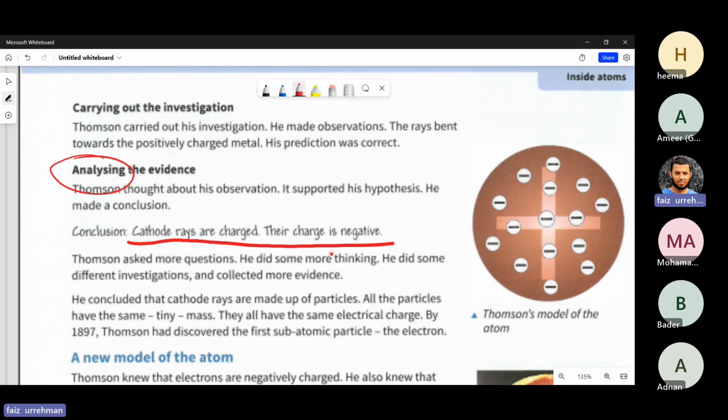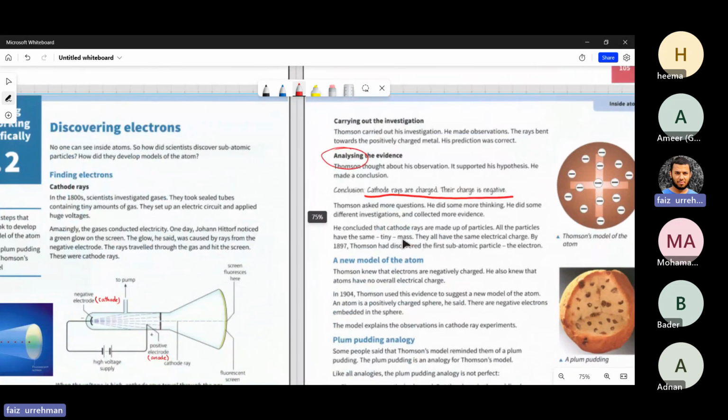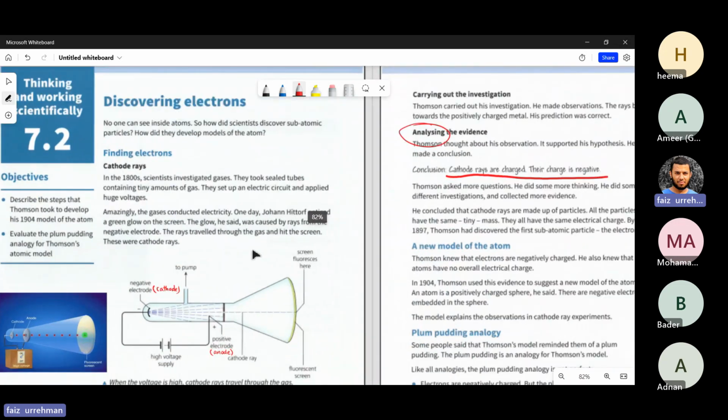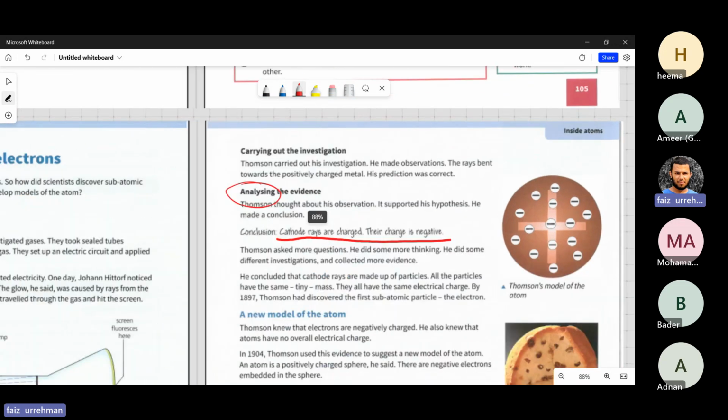Thomson asked more questions. He did some more thinking. He did some different investigations and collected more evidence. He studied the cathode ray particles. Now, see, everything goes through development. It's not like one night you discover everything. No, it takes years and years.